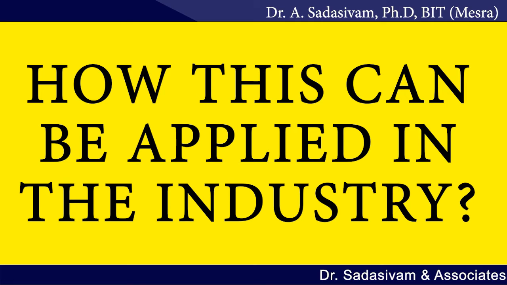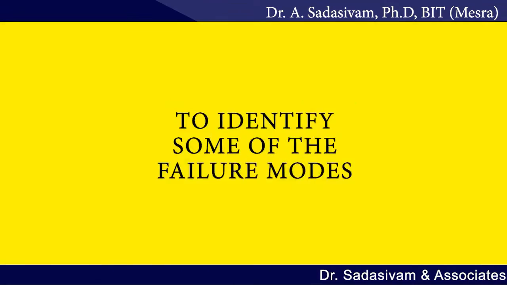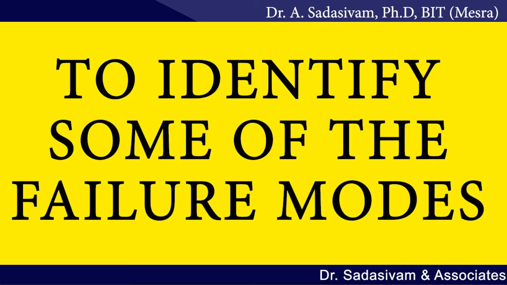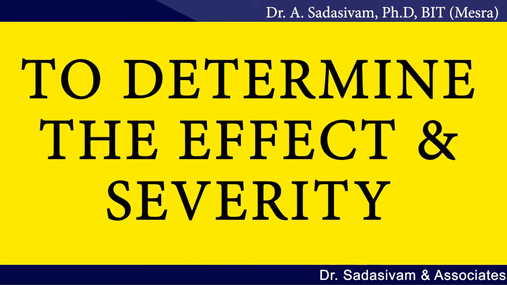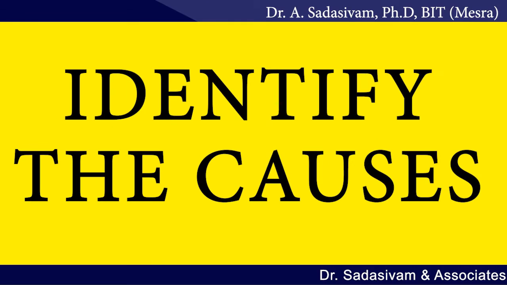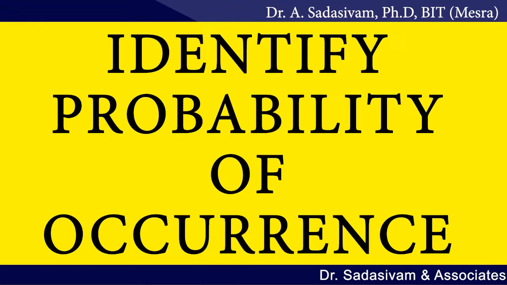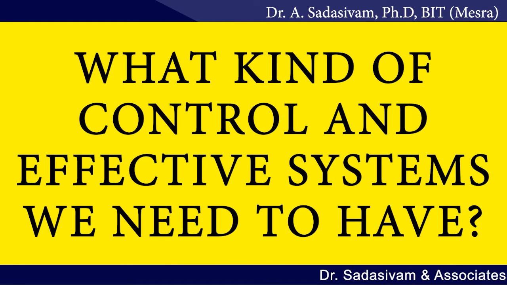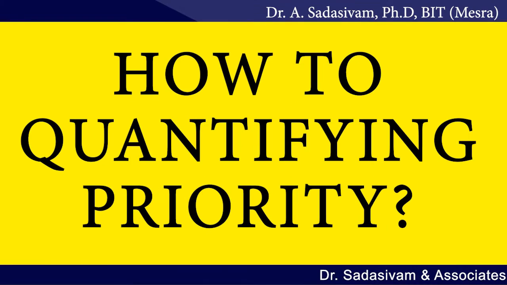Now, especially in the context of how this can be applied in the industry, it can be used to identify some of the failure modes. It can be used to determine the effect and severity. It can identify the causes. It can identify probability of occurrences, what kind of control and effectiveness systems we need to have. And we will also be learning how to quantify priorities.